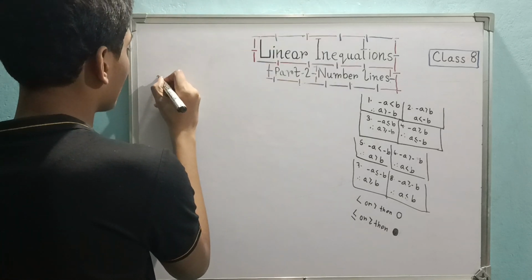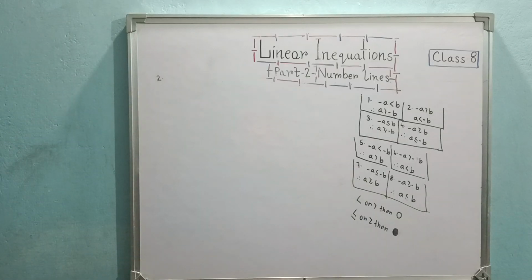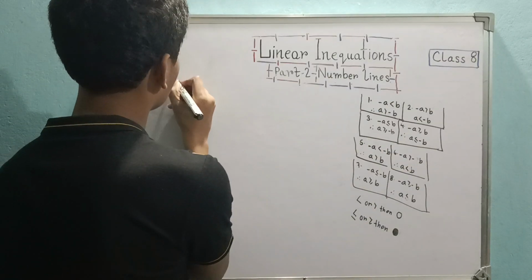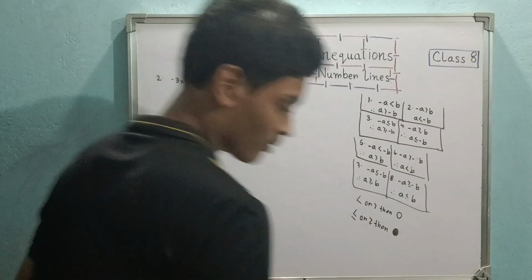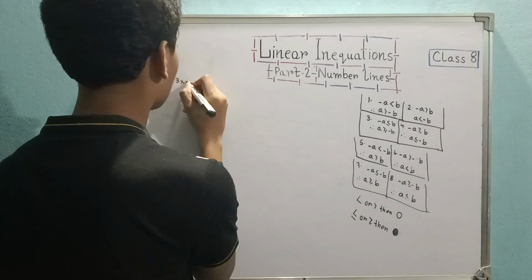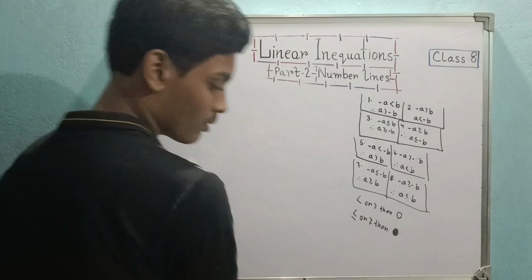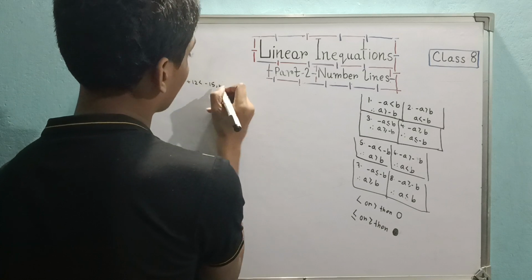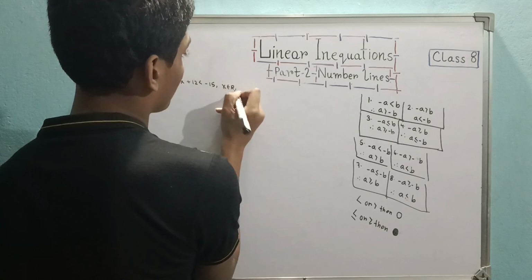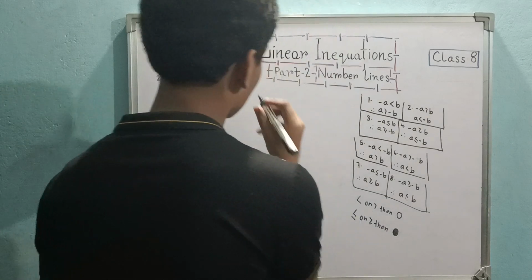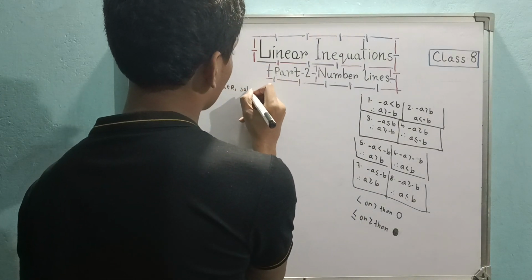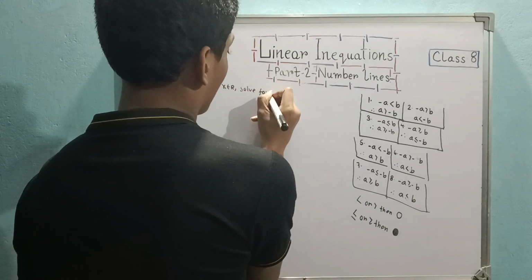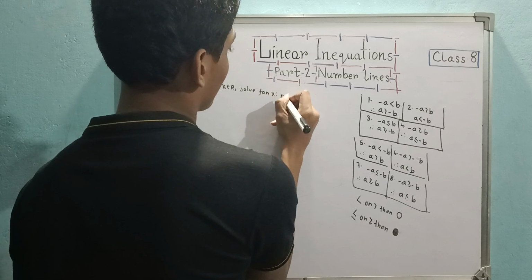Question 2. Minus 3x plus 12 less than minus 15, comma, x belongs to R. Solve for x and represent on the number line.